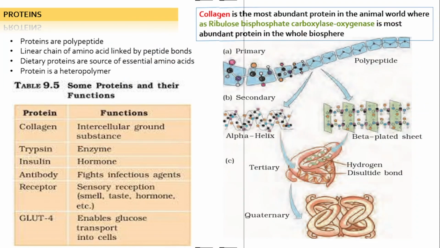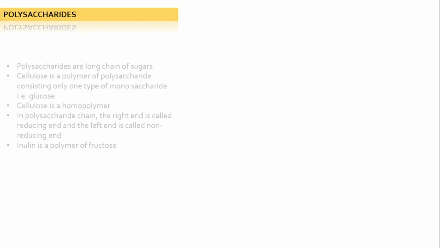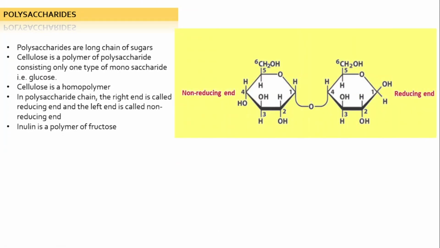Coming to the next slide, we have polysaccharides. Polysaccharides are long chains of sugars. So we have here a sugar, which is a monomer. Together they form a disaccharide. Cellulose is a polymer, a polysaccharide consisting of only one type of monosaccharide, that is glucose. So cellulose consists of only glucose. A number of glucose molecules attach together forming a polysaccharide polymer, that is cellulose.